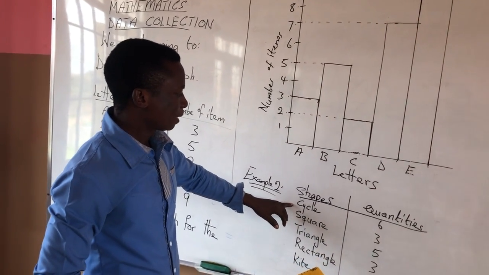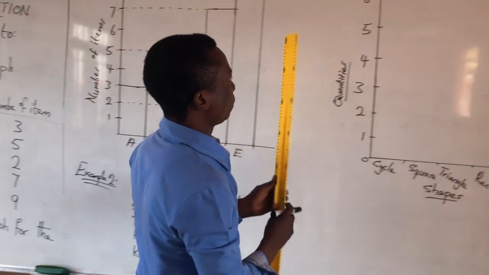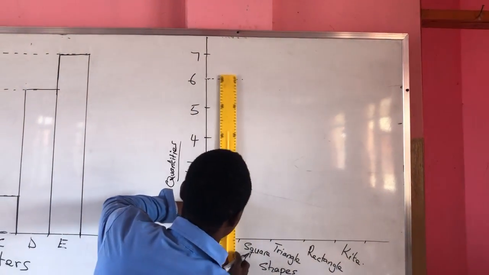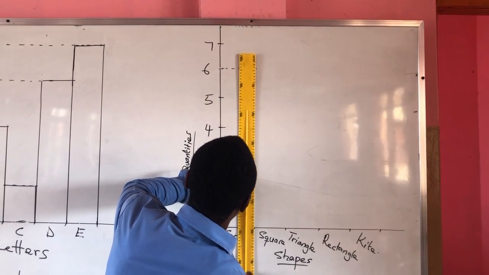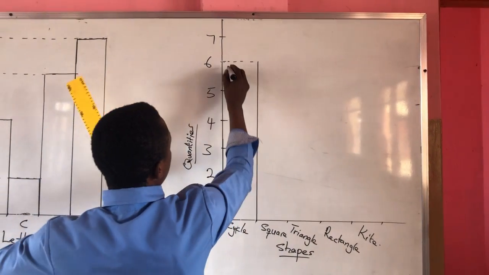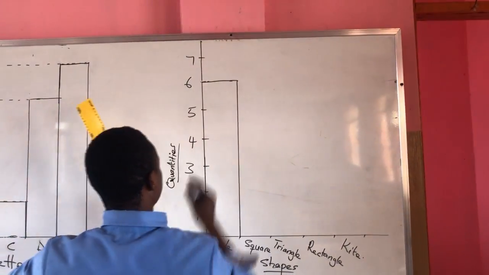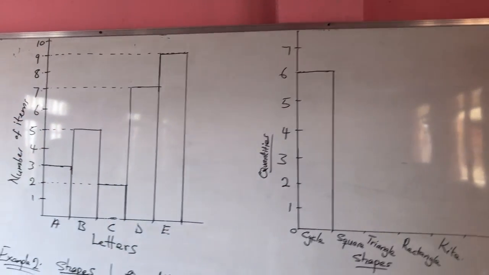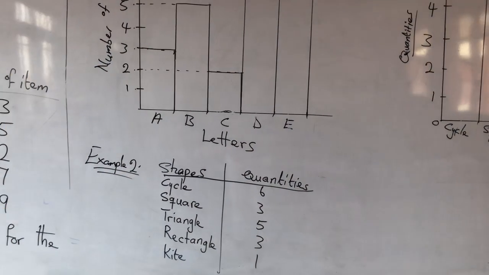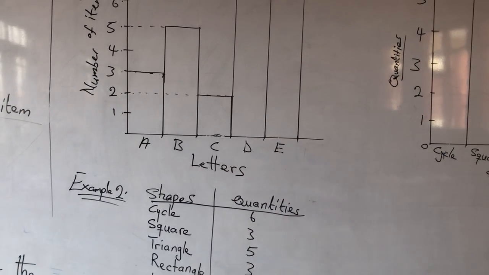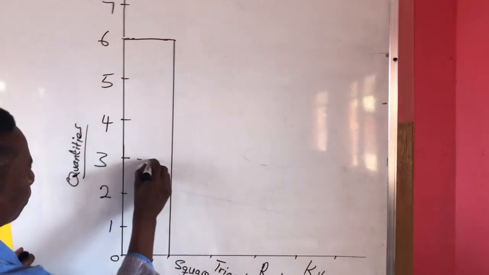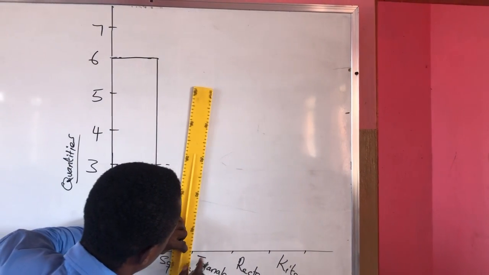We have what? Circle. The first one is circle to be what? 6. So this is 6. So we are tracing from circle to 6. Then you draw your line nicely. All right, square. Look at it carefully. Square, 3. So let's draw. This is square.